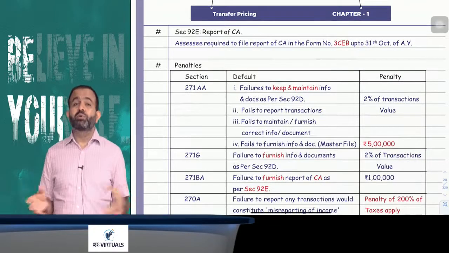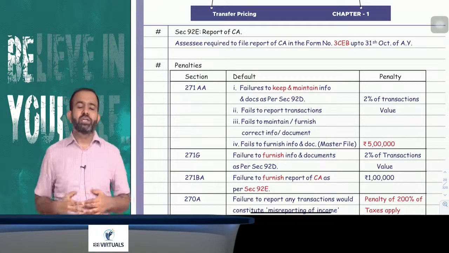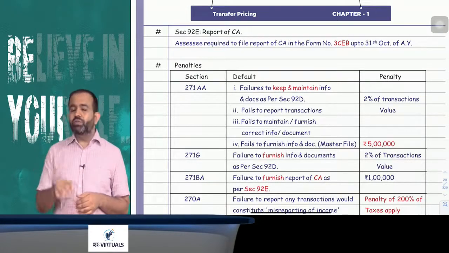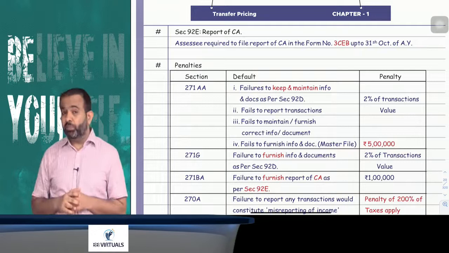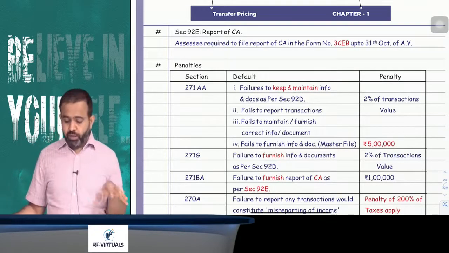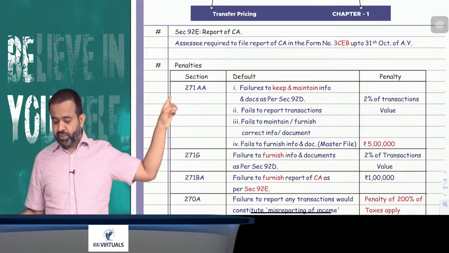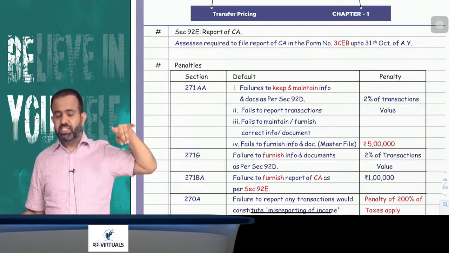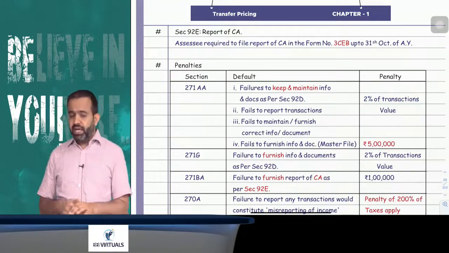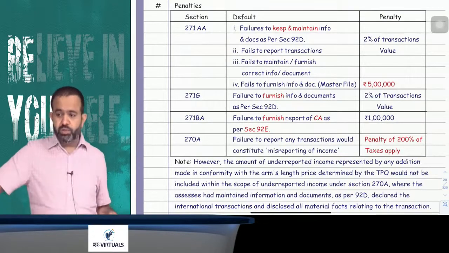92E is related to the report of the chartered accountant. Guys, whenever transfer pricing is applicable, you have to take one audit report from a chartered accountant in the form of 3CEB. You know that there is one form, that is 3CEB. In the 3CEB form, you have to take a report from the chartered accountant, and this report has to be submitted to the department up to 31st October of the assessment year. Suppose in your book it is mentioned 30th November, just change it. It is 31st October of the assessment year, meaning the CA report in the form of 3CEB has to be furnished to the department up to 31st October of the assessment year. You got my point or not? Yes.